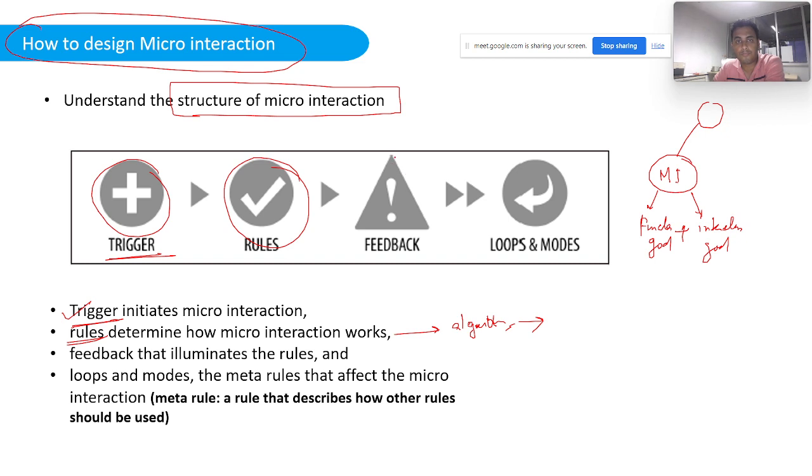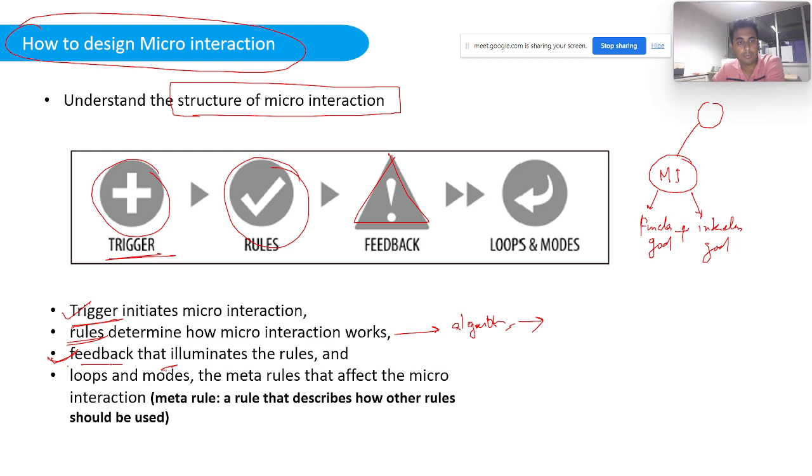Then feedback. Feedback is necessary because when the user provides a trigger, he or she needs to understand the state of the system. Otherwise, he may keep on providing triggers again and again. If you do not give any feedback of change of state or change of display, the user will probably not understand whether the system accepted his input or not. That's why feedback is important.